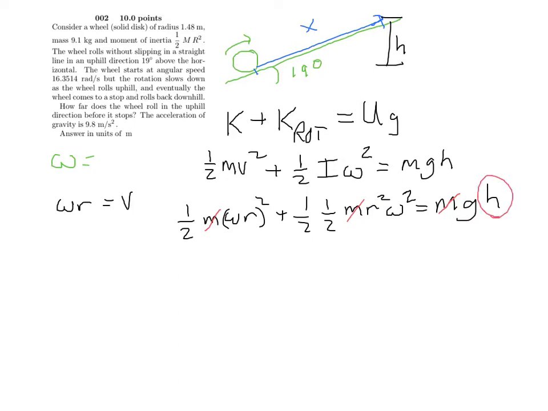Now, once you have h, in order to get x, then you're going to have to realize that x times the sine of theta is going to give you your height. So if you want x from your height, then x is going to be your height divided by the sine of theta. So I think you can handle this by putting in your omega that they give you and the r that they give you, and then dividing by g, so you can solve for your h.